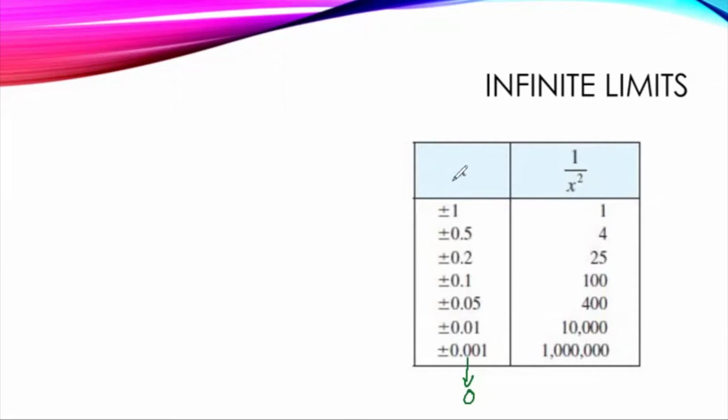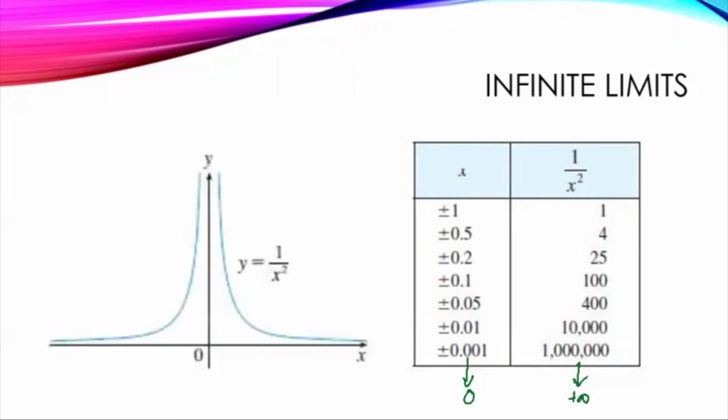Then what have you noticed? As x approaches 0, f of x approaches a larger value, okay? Or it approaches positive infinity. Again, as x approaches 0, f of x approaches positive infinity. Now, we have to remember that when we say positive infinity, infinity is not a number. It will just tell us the behavior of these values. It increases without bound. Okay, so let's verify that by sketching the graph of 1 over x squared.